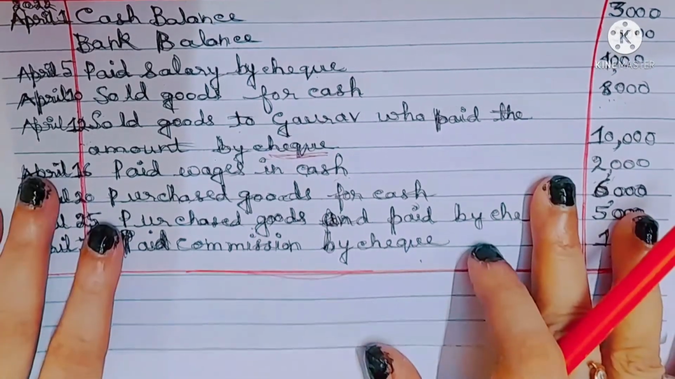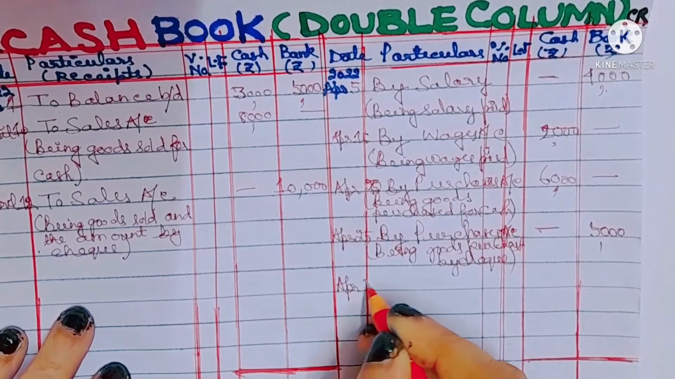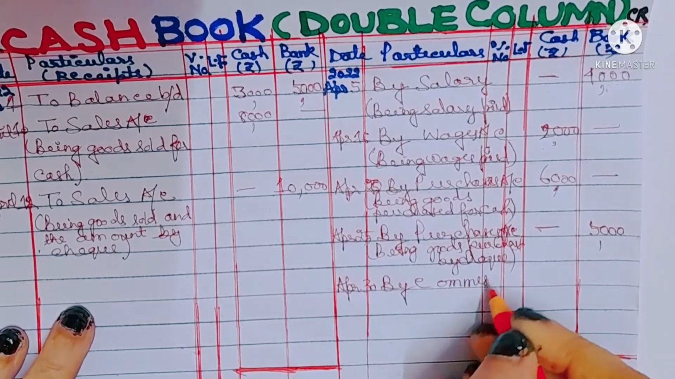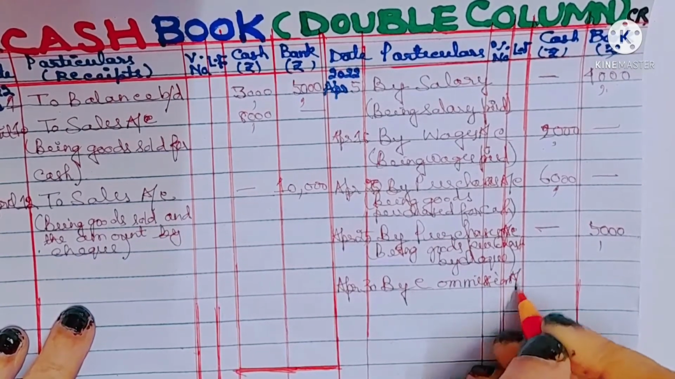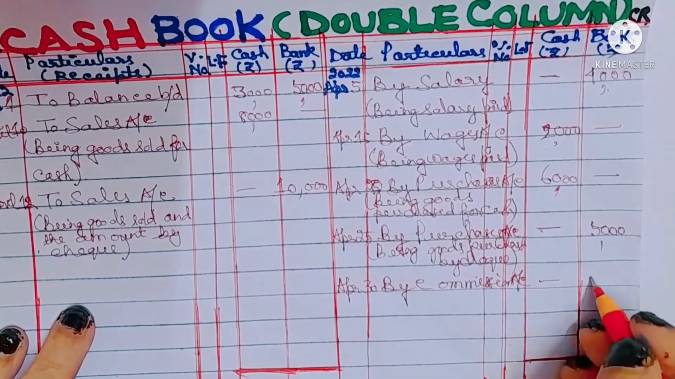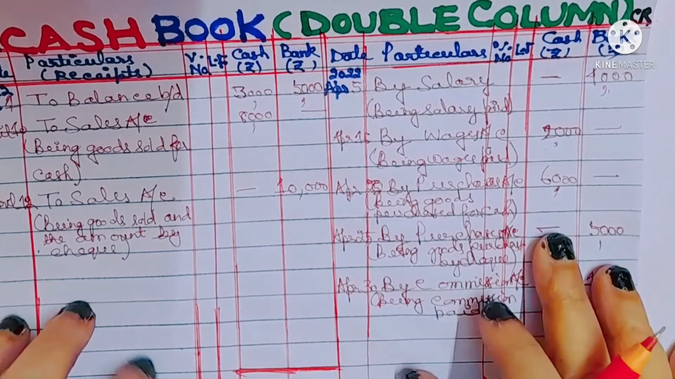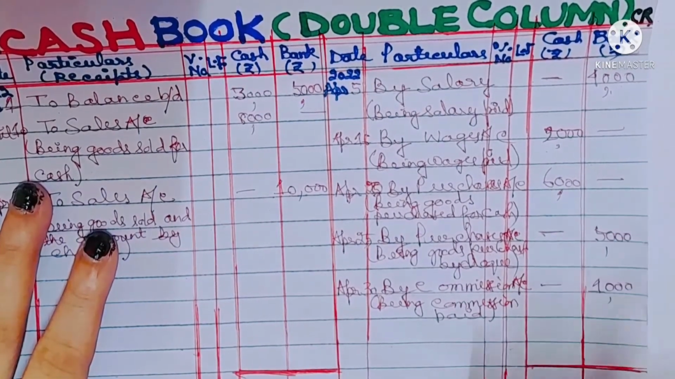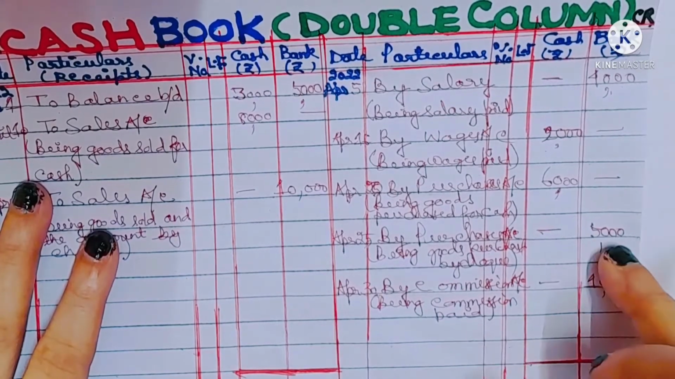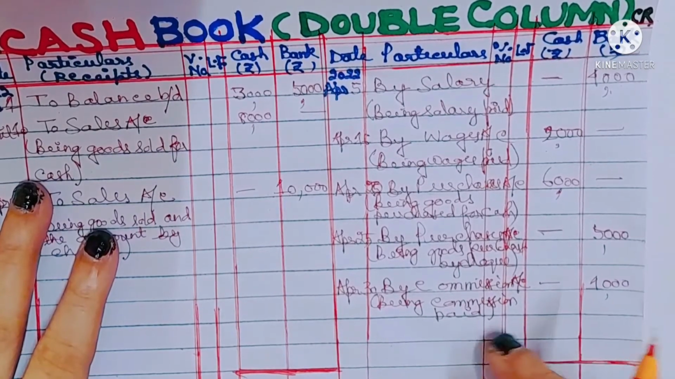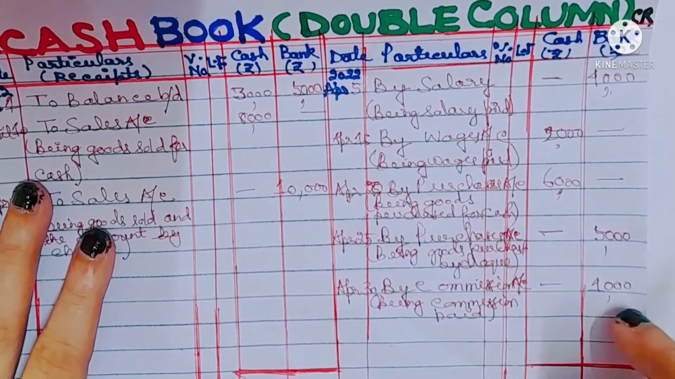Okay, so let's write. On 30th April, by commission account, how much? 1000. Paid by check. So it should be in the bank column, being commission paid. And moreover, since bank column represents bank account, so bank account comes under personal account. According to personal account, the giver of the benefit is credit. Here, when commission is paid, bank is the giver of check. So 1000 will be credited.